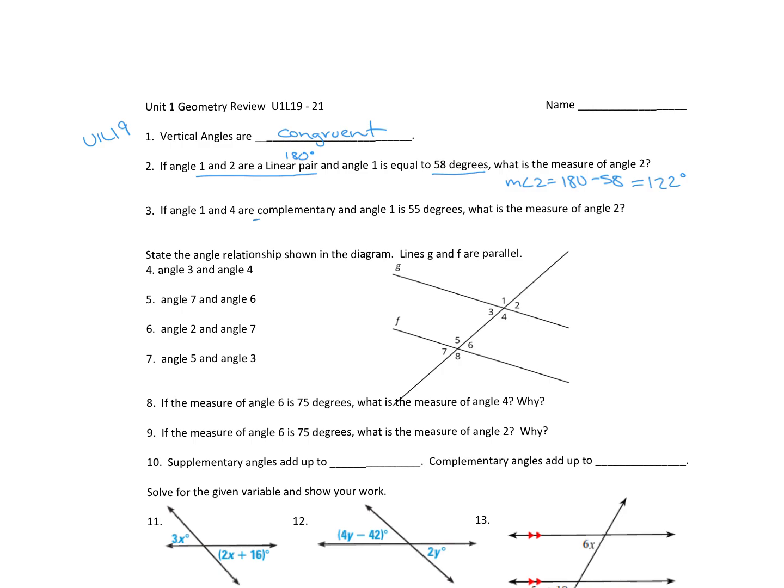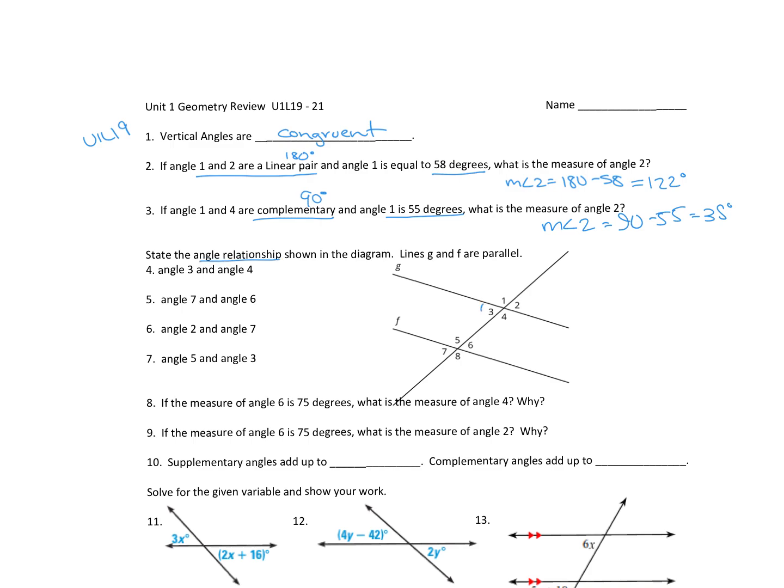So 1 and 4 are complementary. Complementary angles add to 90. So if angle 1 is 55 degrees, then the measure of angle 2 would be 90 minus 55, or 35 degrees. So let's state the angle relationship in this diagram.